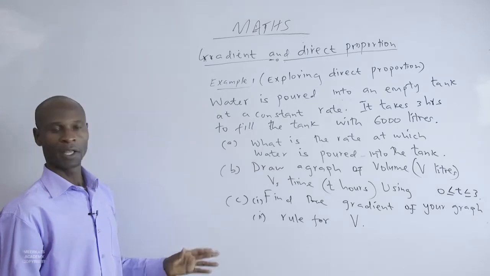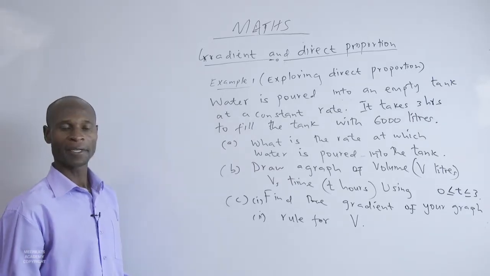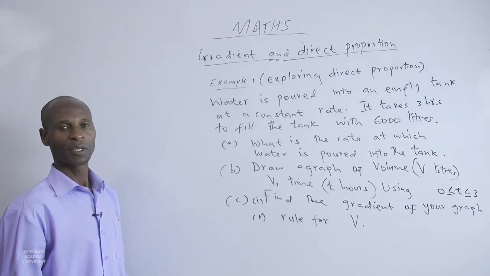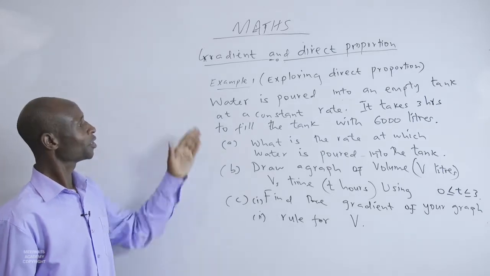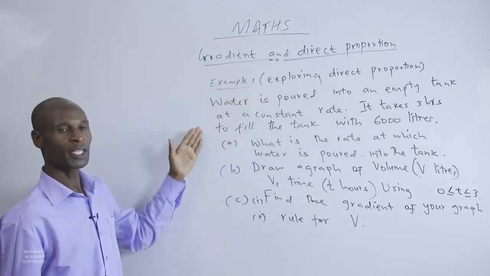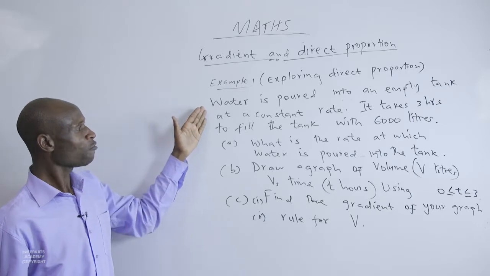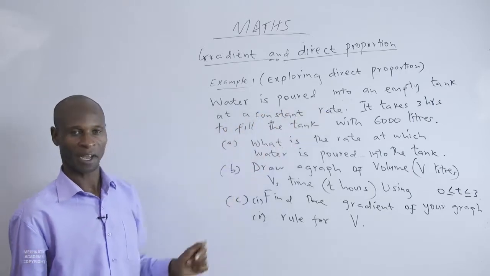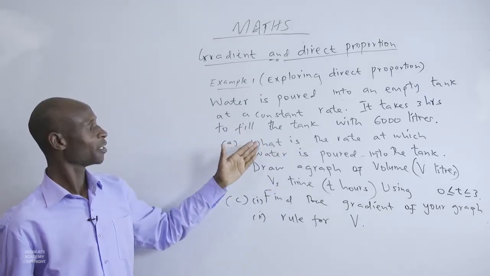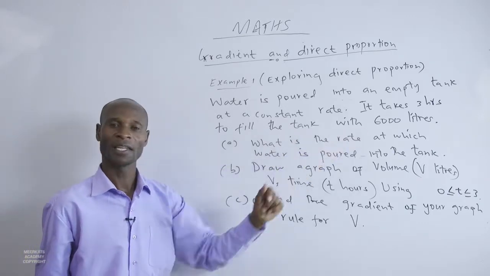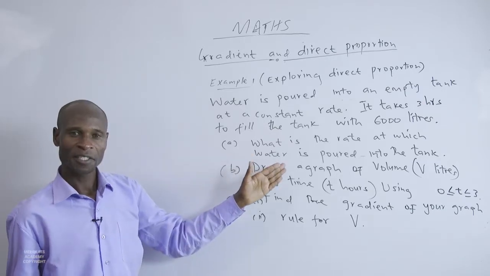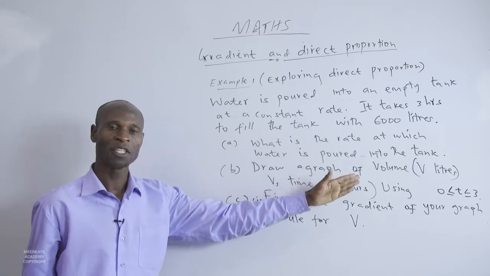To understand the connection between gradient and direct proportion together with rate of change problems, we shall use the illustration which is on the board. So we want to explore direct proportion using this illustration. We have water being poured into an empty tank at a constant rate. It takes 3 hours to fill the tank with 6,000 liters. In part A, what is the rate at which water is poured into the tank?